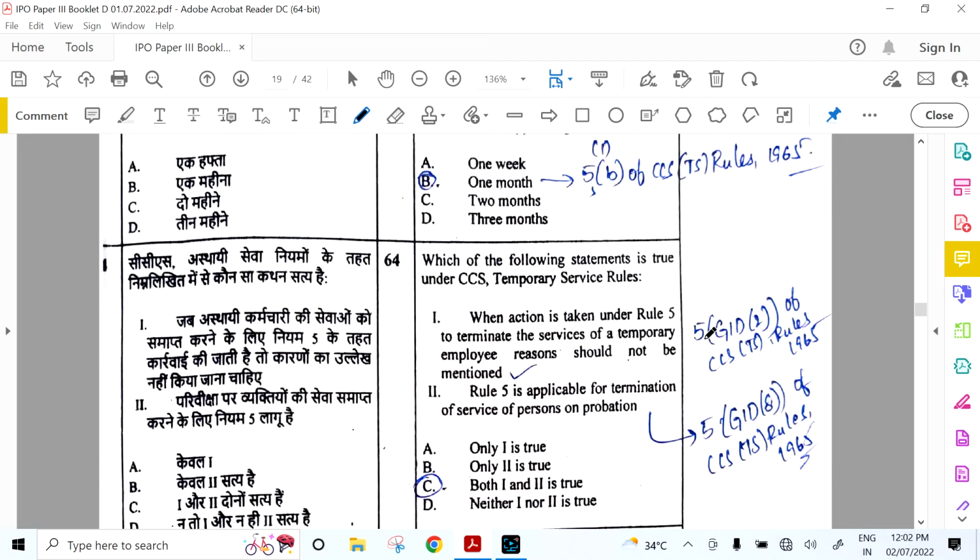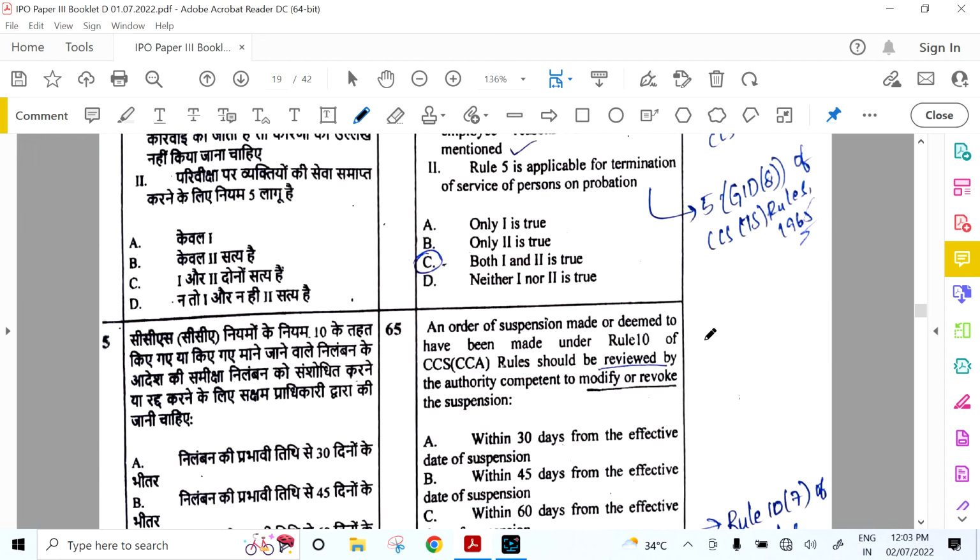Which of the following statements is true under CCS temporary rules? When action is taken under Rule 5 to terminate services of temporary employee, reasons should not be mentioned. Rule 5 is applicable for termination of services of persons on probation. Both are correct. First one is correct according to 5 GID 2, Government of India Decision 2 of CCS Temporary Service Rules 1965. Second one is correct, Rule 5 GID 8 of CCS Temporary Service Rules.